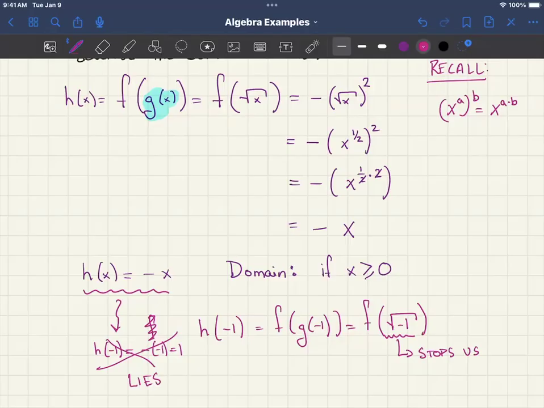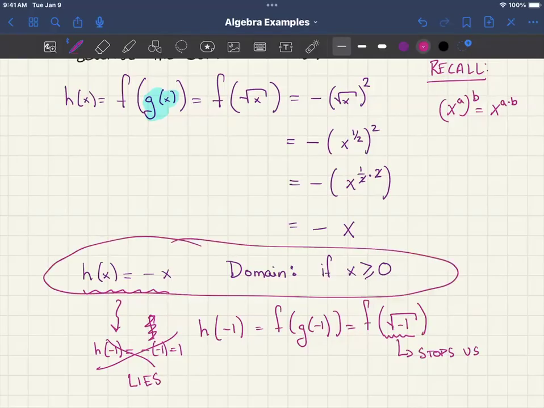All right, so there we have our solution. h of x is equal to -x, and our domain is all x bigger than or equal to 0.